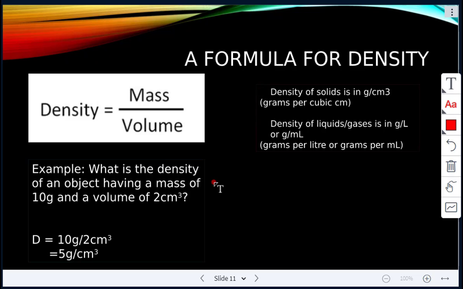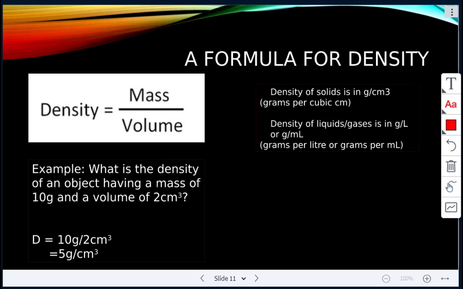So let's take a look at this first example. What is the density of an object having a mass of 10 grams and a volume of 2 centimeters cubed? We're going to use our formula. Density is equal to mass divided by volume. Our mass is 10 grams. Our volume is 2 centimeters cubed. We divide that and we get our density of 5 grams per centimeters cubed.